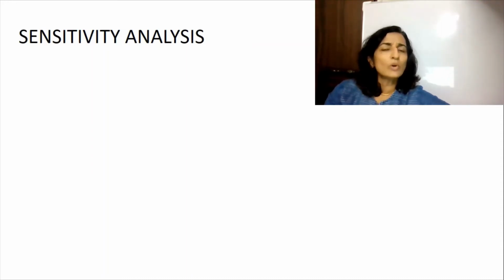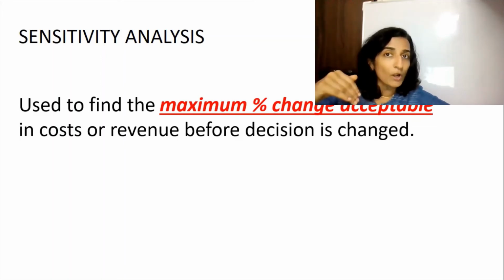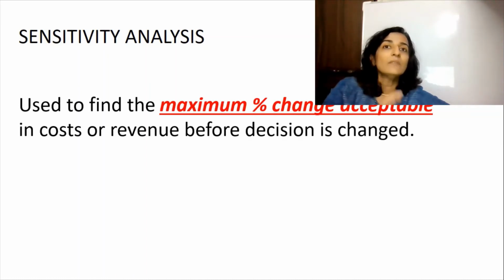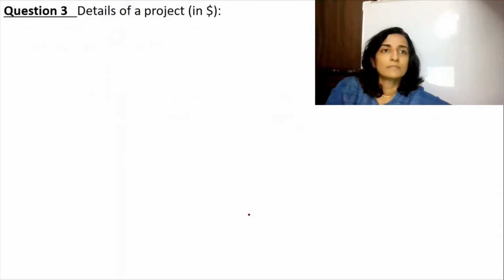So we will just see what the definition looks like. It is used to find the maximum percentage change acceptable in cost or in revenue before the decision is changed. Cost or revenue. But in this particular case, we will study only the sales part or the revenue part. That is, how much the sales can fall without getting a negative NPV, or what is the maximum drop in sales that we can suffer without getting a negative NPV.